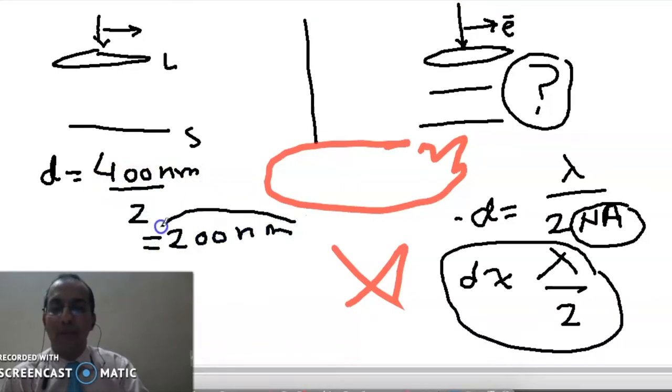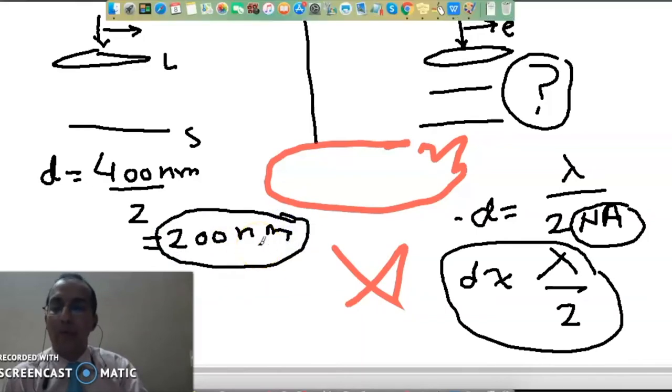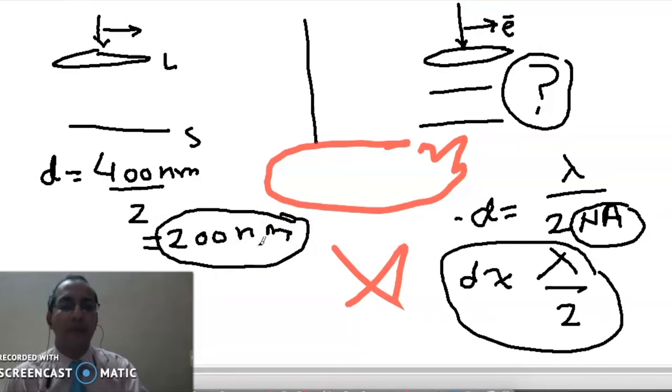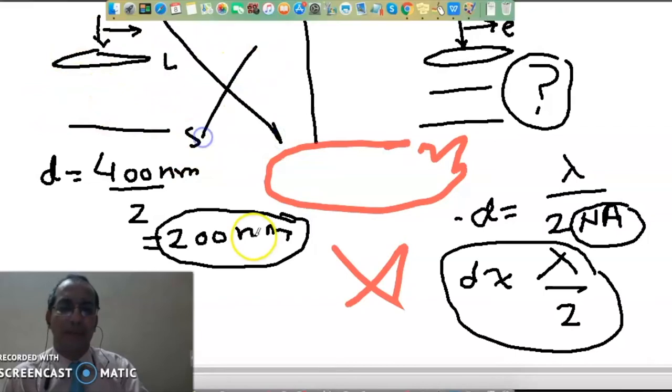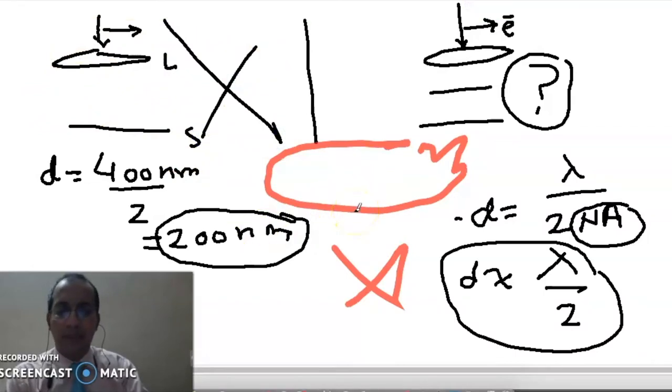So if you have something which is smaller than 200 nanometer, you cannot explore that. You cannot know about the fine details of that material which is less than 200 nanometer size. So here what will happen, your optical microscope will fail in this case. We will see how to get rid of this optical microscope, and that would be done with the help of our next topic.